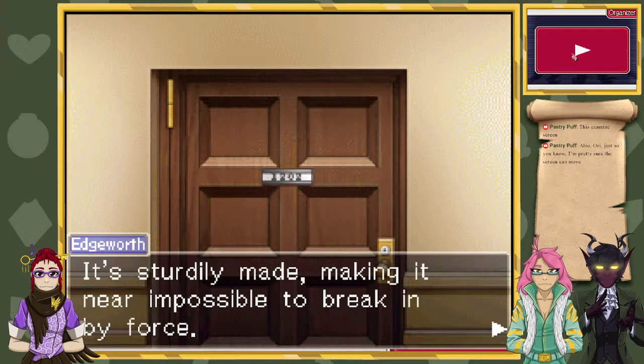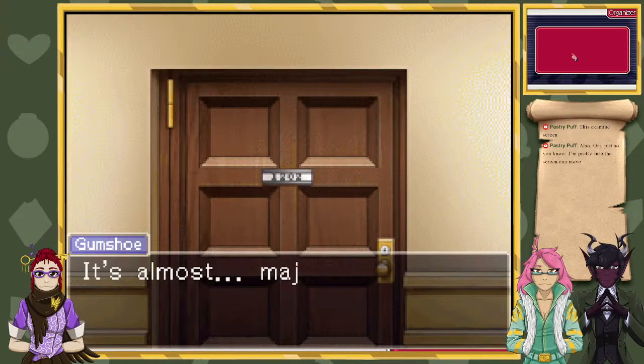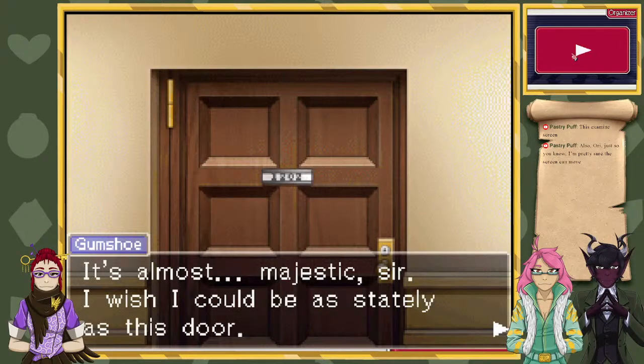It's sturdily made, making it near impossible to break in by force. What? It's almost majestic, sir. I wish I could be as stately as this door. Cut it in, Marseille. Gumshoe's just a door!